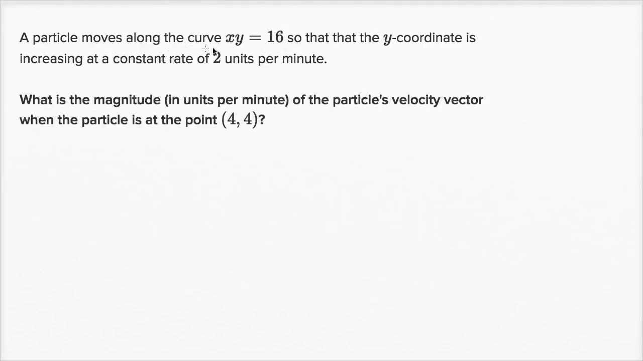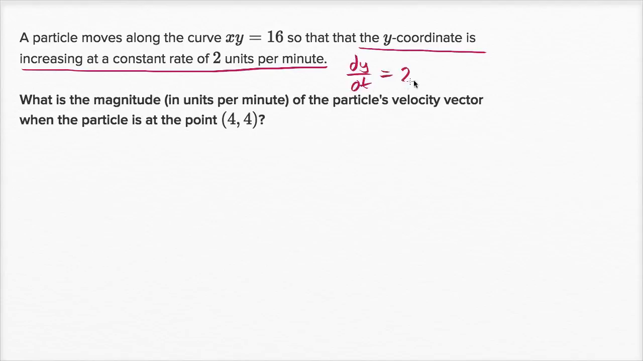A particle moves along the curve xy equals 16 so that the y coordinate is increasing. Let me underline this. The y coordinate is increasing at a constant rate of 2 units per minute. That means that the rate of change of y with respect to t is equal to 2. What is the magnitude in units per minute of the particle's velocity vector when the particle is at the point (4, 4)? So when x is 4 and y is 4.